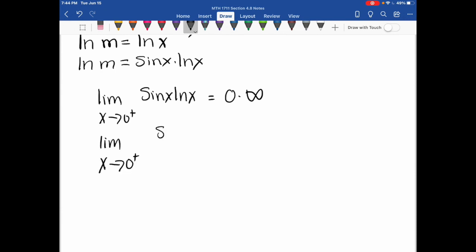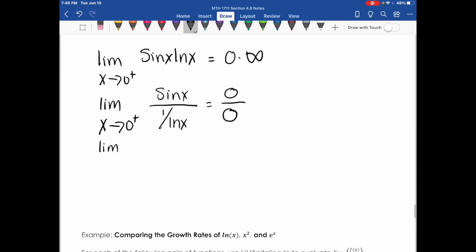Let's try the limit as x approaches 0 from the right. We're going to have sine x, and I'm going to write the natural log of x in the denominator as 1 over the natural log of x. Now I get the indeterminate form of 0 over 0, because if I start plugging in points that are close to 0, for sine x, I'm going to approach 0. And then for natural log of x, those numbers are going to get really, really big. And since that's in the denominator of the fraction, the whole fraction is going to get really, really small. So the denominator is going to approach 0.